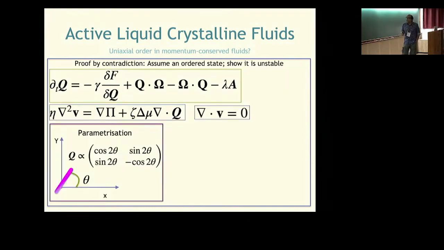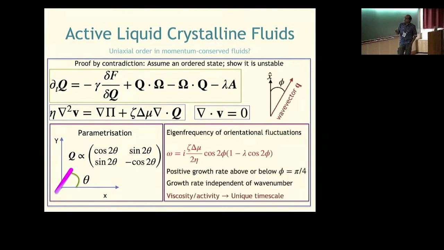Okay, and here I'll display the algebra for an incompressible system. Because I want to examine the stability of an ordered phase, I can parameterize the Q tensor in terms of an angle field in two dimensions. Everything I say will be in two dimensions. And by solving the velocity field, I can immediately calculate the eigenfrequency of these angular fluctuations. This eigenfrequency is independent of wave number and is proportional to the inverse timescale that Sriram talked about yesterday, which is the ratio of viscosity divided by the active stress. This is the unique timescale.